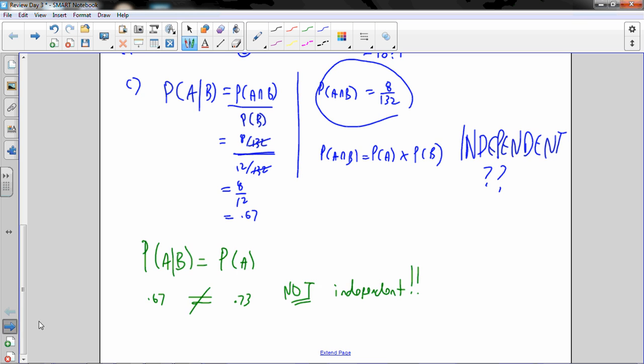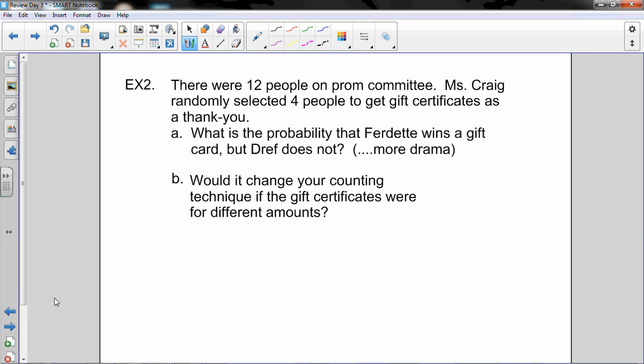Okay, on to the next example. Example 2. There were 12 people on prom committee. Miss Craig randomly selected 4 people to get gift certificates as a thank you. What is the probability that Fredette wins a gift card but Draft does not? Okay, so this is Fredette but not Draft get gift certificates. Okay, that's the event. You notice this is a counting problem. They're just whether people get the gift certificates or not, so order is not important.